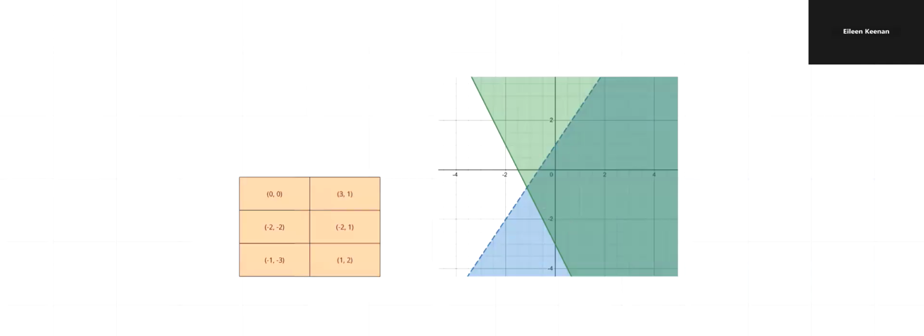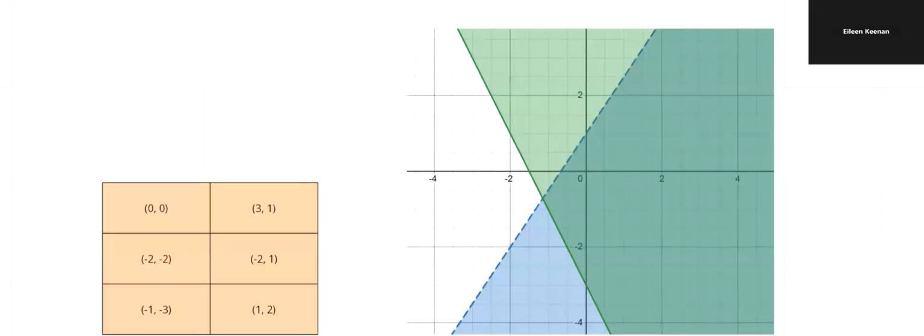So we're going to do two things here with this graph. We're going to write the inequalities for each line, and then we're going to see if these points down here in this table are solutions to our inequality. So I'm going to zoom in a little bit. I'm going to have one that's going to be green, so I'll write it in green. So let's look at our green line.